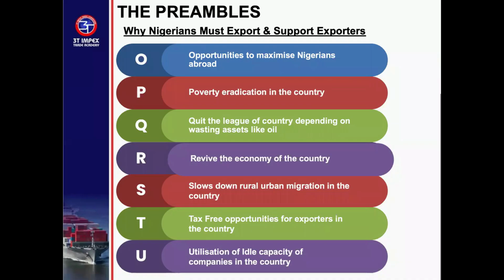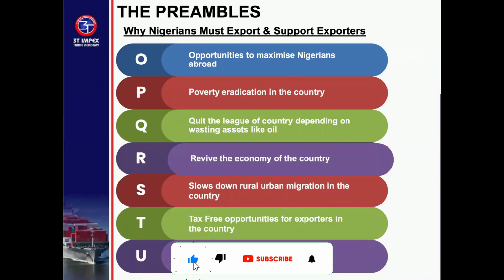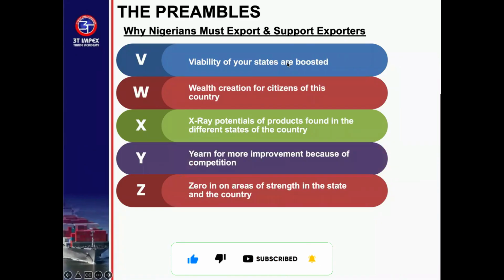There are tax-free opportunities for exporters in the country. Utilization of idle capacity of the country. Viability of states is boosted. There is wealth creation for citizens of the state, of the country rather. X-ray potential: it helps to extract the potential of products found in the different states of the country. It helps us to yearn for more improvement because of competition, and we can zero in on areas of strength in each of the states of the country.